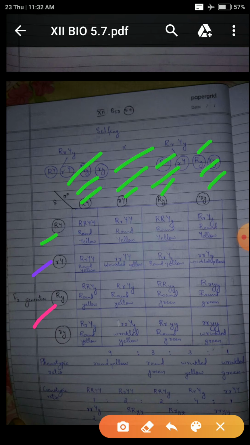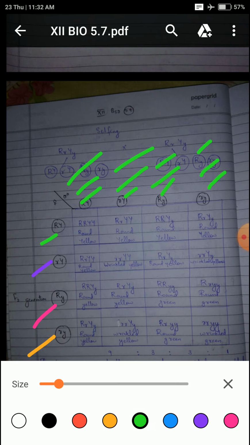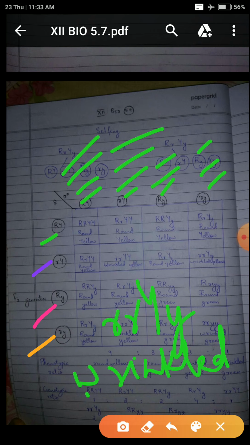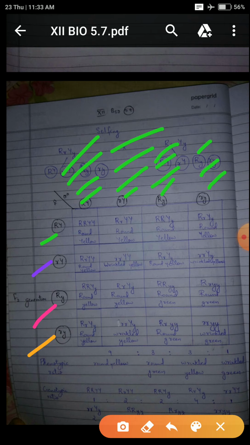Now the next part is this gamete. This gamete will have the same process as we have done here. What will it be? Capital R, capital Y, small y, round yellow, right? Next one, small r, capital Y, small y. It will be wrinkled, Y dominant, so wrinkled yellow, right? Yes, wrinkled yellow. Next one, this one again, capital R, small y, small y.